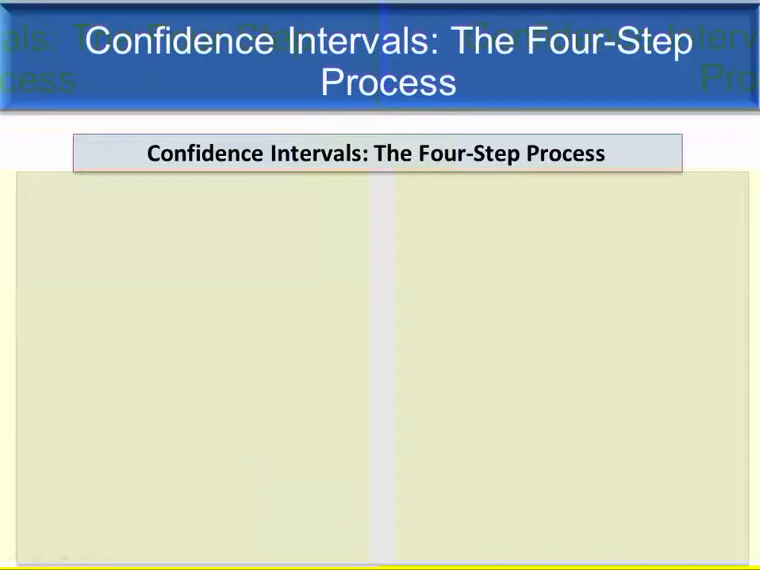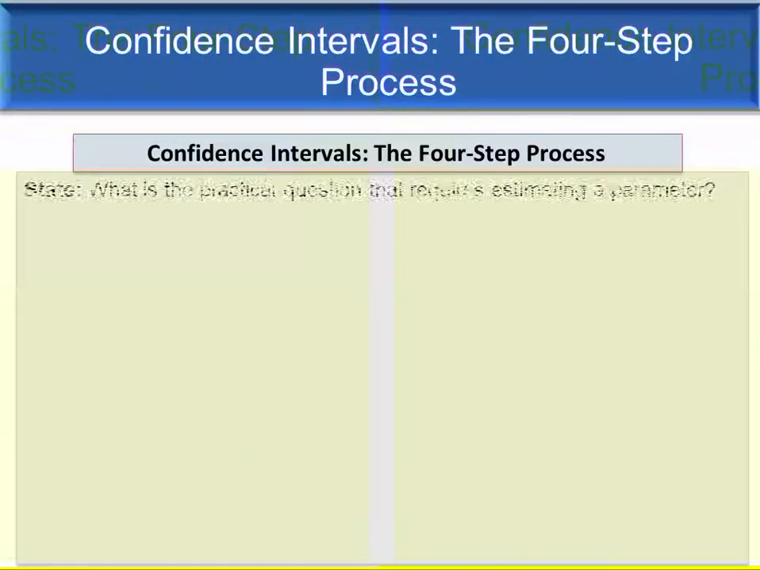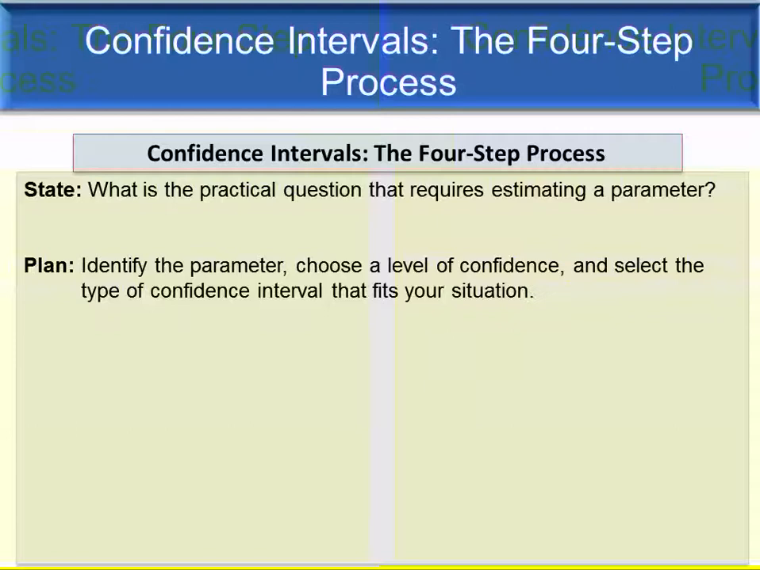Now going through the four-step process as it applies to confidence intervals, we want to state the practical question that requires estimating a parameter. Remember, a parameter is a population value, so the parameter that we're estimating here is the population mean. We want to identify that parameter, choose our level of confidence, and select the type of confidence interval that fits our situation.